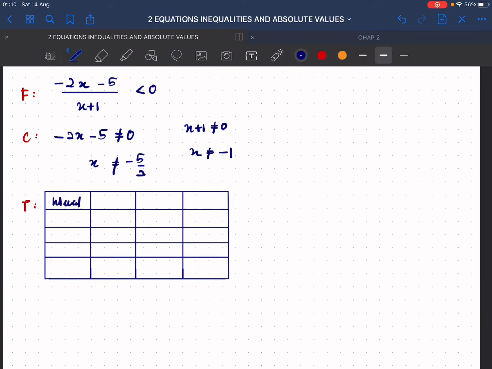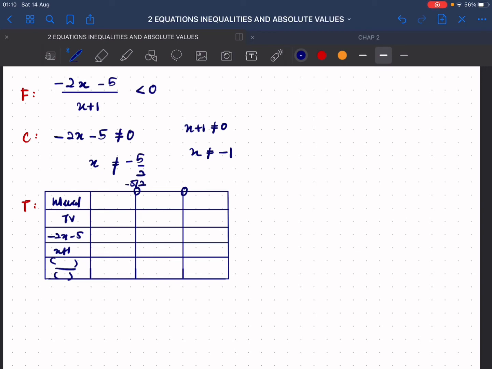Okay, teruskan laju-lajulah. Interval, test value, minus 2x minus 5, x plus 1, hasil bahagi. Okay, yang ni nombor yang lagi kecil. Dua-dua nak equal. Dua-dua open lah kat sini. Mana satu nombor kecil? Minus 5 over 2 ke minus 1?